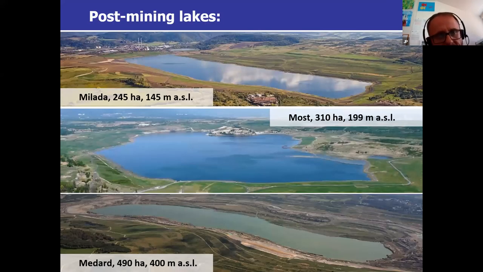So just to sum it up, the three lakes I'm going to talk about: the most shallow and smallest is the Milada Lake, 245 hectares, maximum depth 25 meters. On the other hand, the deepest is the Most Lake, maximum depth is 75 meters. And the last one, the largest, is the Medard Lake, having nearly 500 hectares.